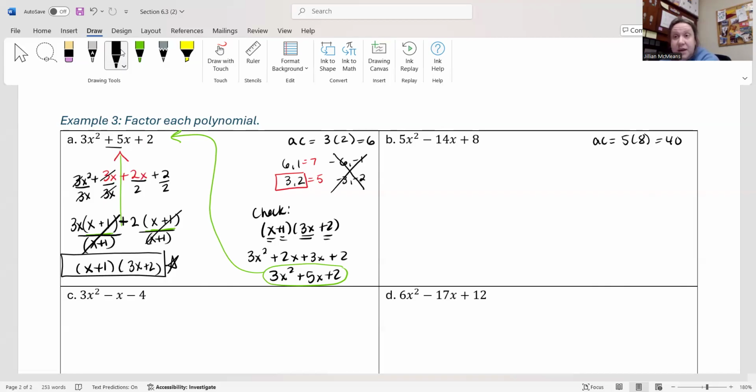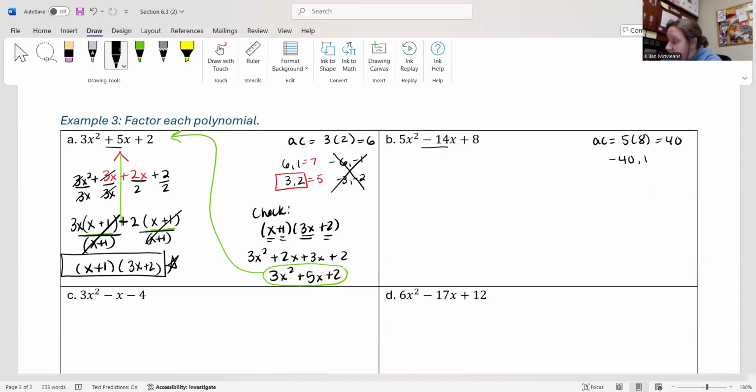And let's think about what this means. If we have these factors that have the same sign, and they have to have a negative sum, we want them to add up to be negative 14, we can eliminate the positive factors. There's no way you can add two positive numbers and get a negative sum. So we really only have to focus on the negative factors. So negative factors would be negative 40 and 1.